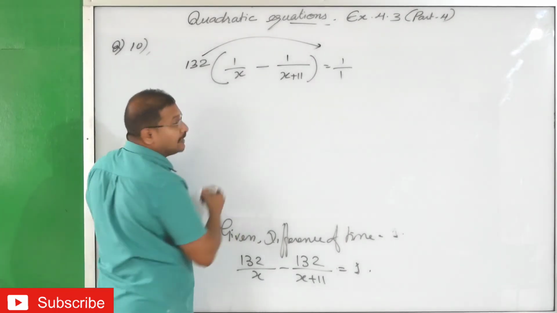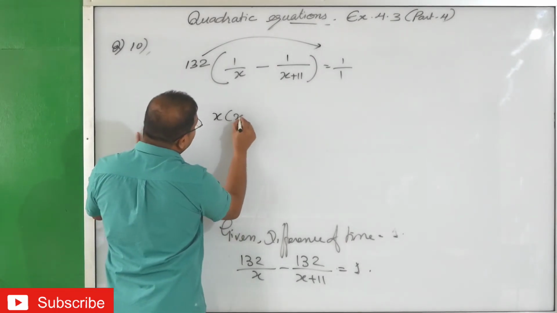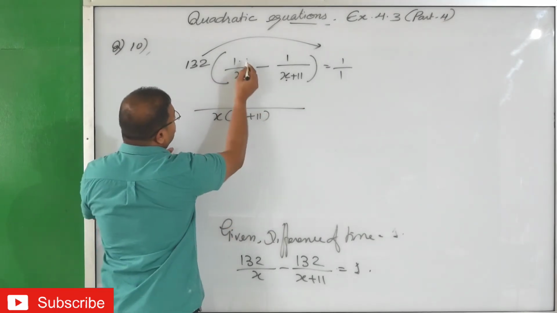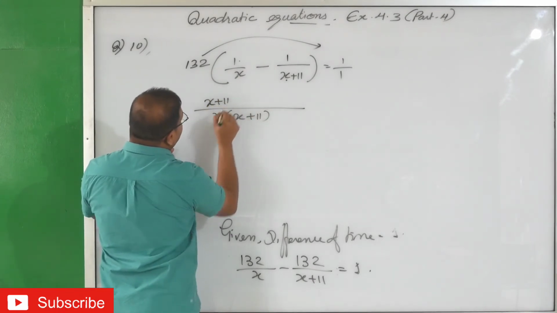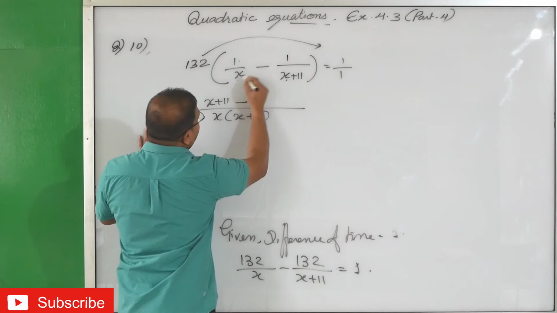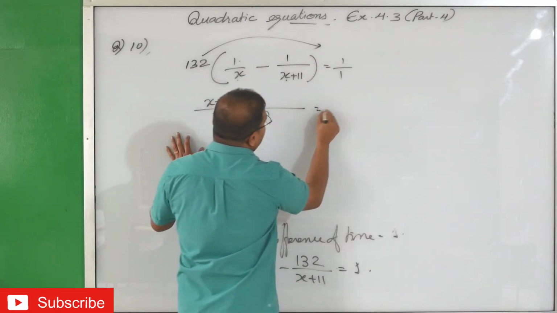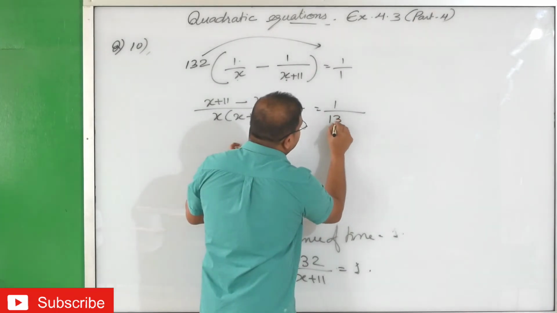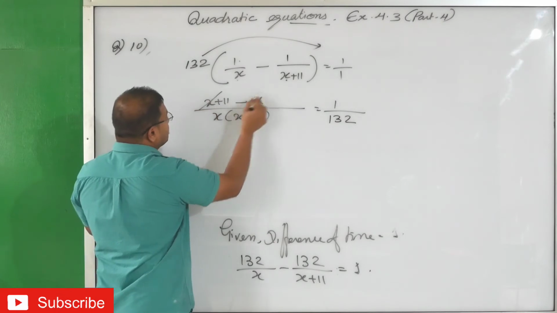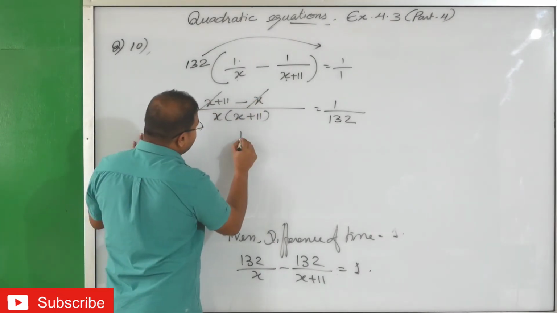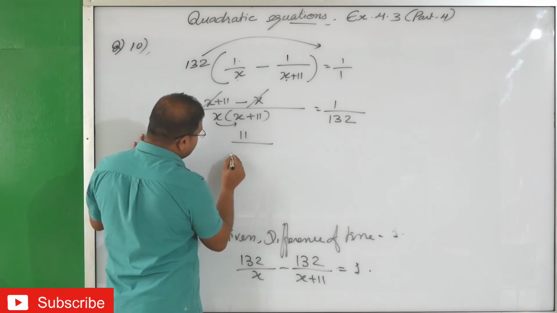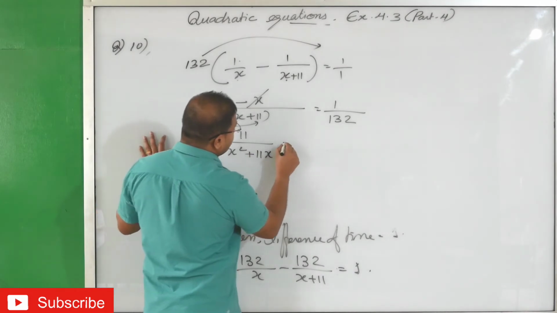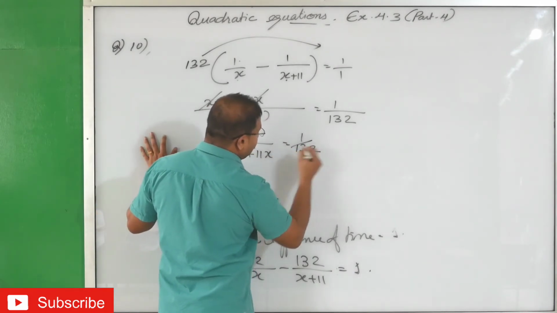Now, for these two, I am taking the LCM, that is x into x plus 11. After that, this will multiply to here. So 1 into x plus 11 will get x plus 11, minus x into 1, that is x, equals 1 by 132, since 132 goes to the next side as divided by 132. Now x plus and minus will cancel, so we will get 11 by x into x, x square, x into 11, that is plus 11x, equals 1 by 132.